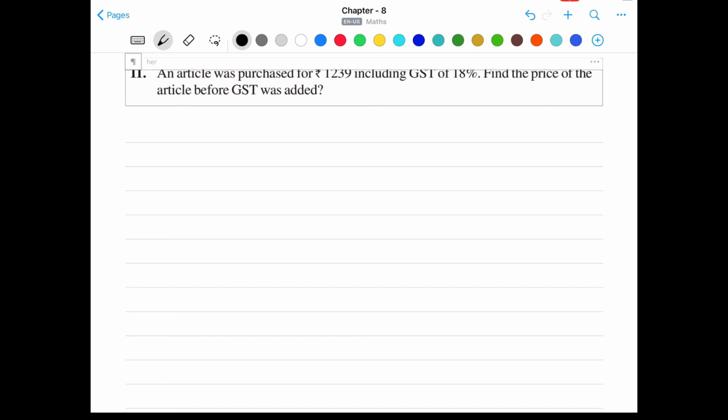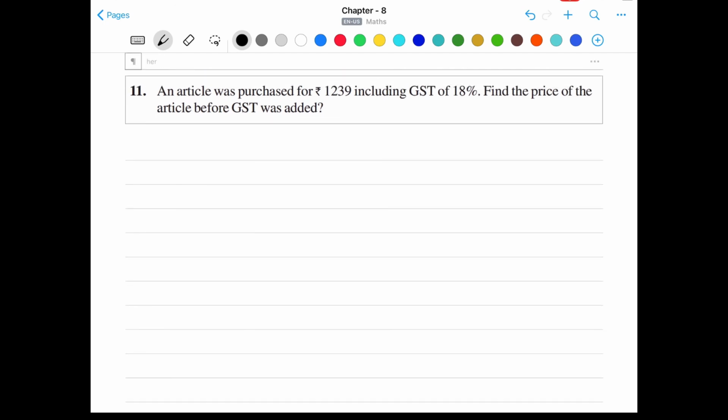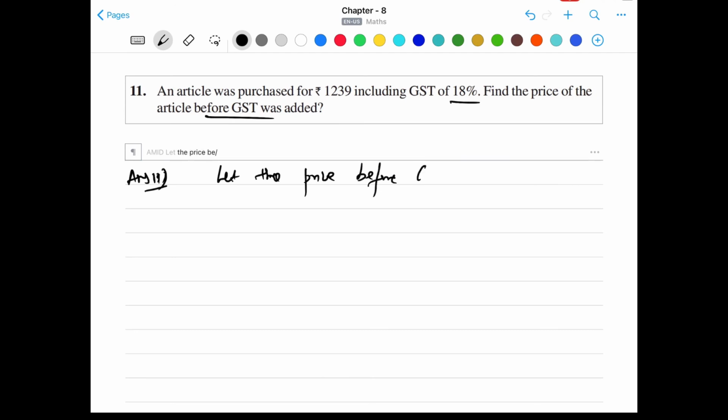It says an article was purchased for 1239 rupees including GST of 18%. Find the price before the GST. It is similar to question number 10. So let's write the answer number 11 again. So first let's assume the price before GST was x rupees. And the billing amount of this purchase is 1239 rupees, after adding a GST of 18%.